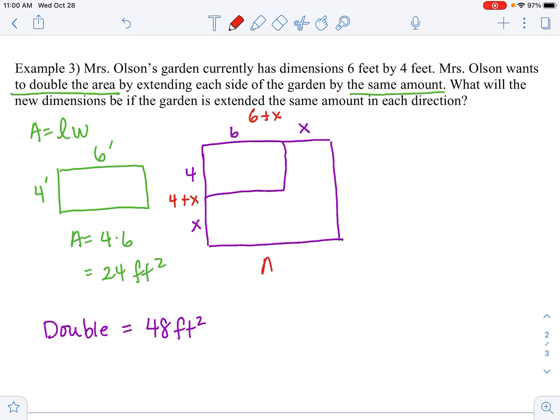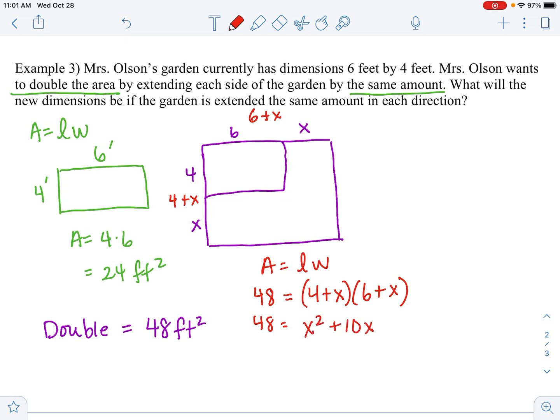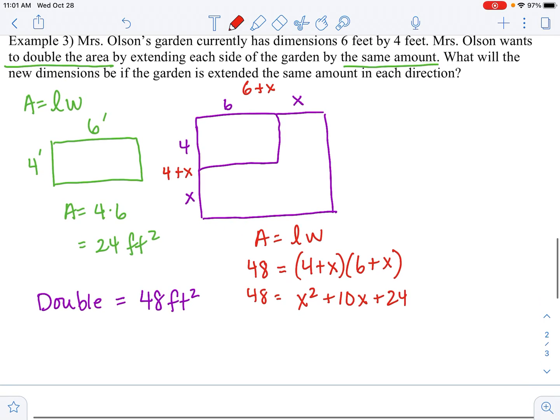So our area equals length times width. Our area, we want it to be 48, and it doesn't really matter which one's length or width. It also doesn't matter that I have the 6 and the 4 in front of the x's. You can switch them around. But we are going to FOIL here, and when you FOIL that all out, and I'll put it in descending order, it looks like this.